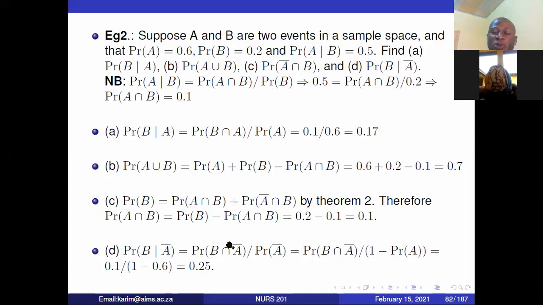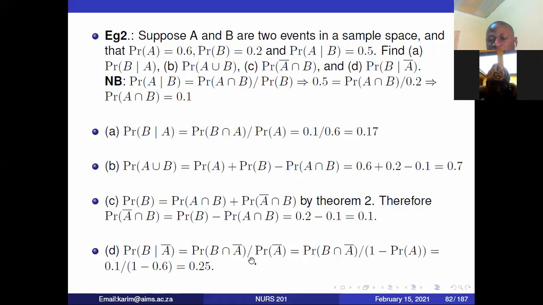So here, we express the probability of B occurring given that the event A has not occurred to be equal to the probability of B intersection A complement. That is the probability that B will occur but A will not occur, divided by the probability that event A will not occur. Remember this probability here. We know the probability that B will occur but A will not occur. We know this value, and that value is 0.1.